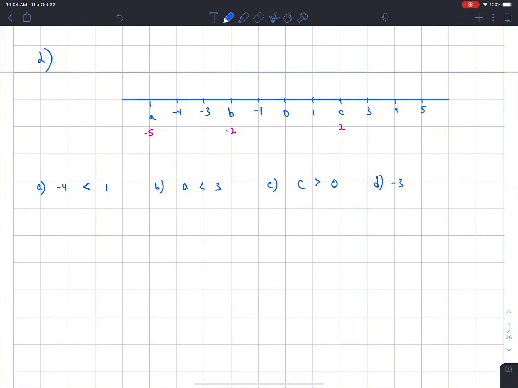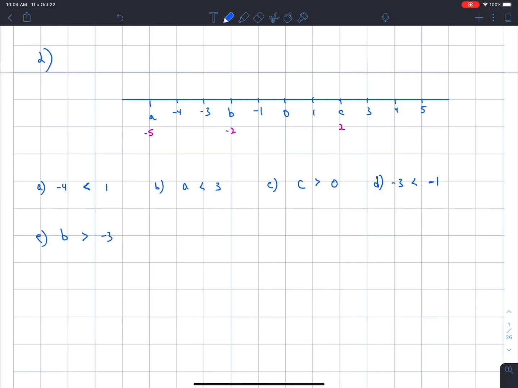D, -3 and -1. I don't even need the number line. Remember, for negative integers, the bigger the digit, the smaller the value. So -3 is smaller than -1. E, B is something -3. B is on the right-hand side of -3, so B is bigger than -3.